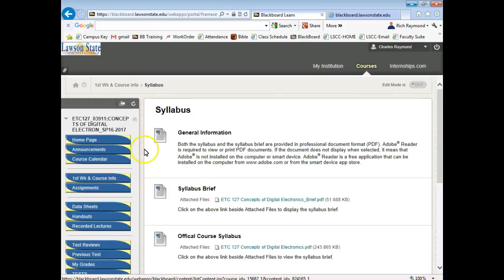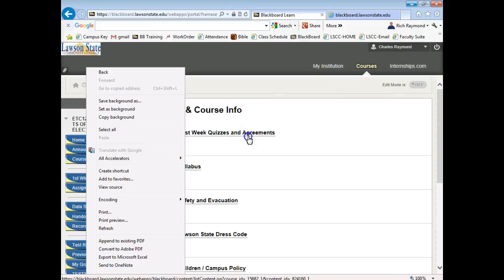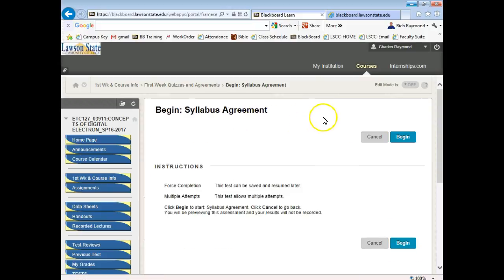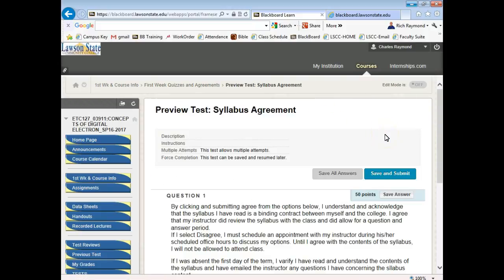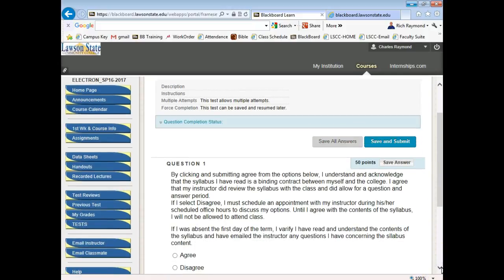So after you read the course syllabus, then you come in. So first week, and these are all due. First week quizzes and agreements. You click on that. We have a syllabus agreement, which basically comes up here. It's kind of like when you install software on your computer, that little EULA pops up there, or you just don't read it, right? And basically, this just says to us, so we have a document now that says, by clicking on and submitting agree for this option below, I understand and acknowledge the syllabus is a binding contract between myself and the college. I agree with its contents and that kind of information.